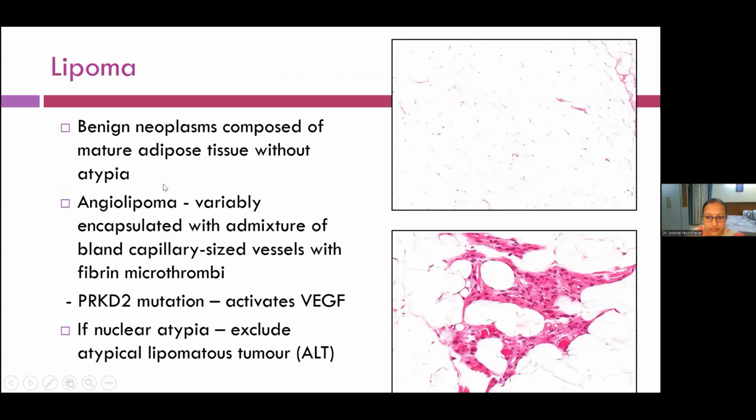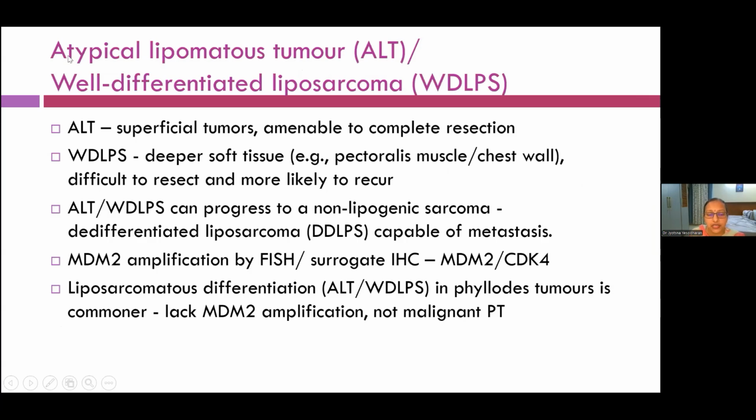Adipocytic tumors, I'm just rushing through them. These are benign neoplasms, lipomas, where there is no nuclear atypia. You can have angiolipomas with small vessels and fibrin thrombi. But if you have nuclear atypia, you have to consider atypical lipomatous tumor or a well-differentiated liposarcoma. So when they're superficial tumors and amenable to complete resection, you can use the terminology atypical lipomatous tumor. If it is deeper, difficult to resect, you end up calling it a well-differentiated liposarcoma. Sometimes they have a non-lipogenic high-grade sarcoma adjacent to them, then it becomes a dedifferentiated liposarcoma. MDM2 amplification is the typical molecular alteration.